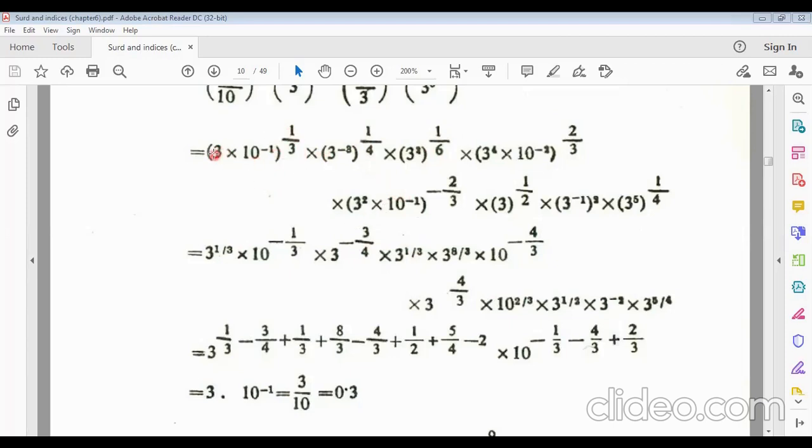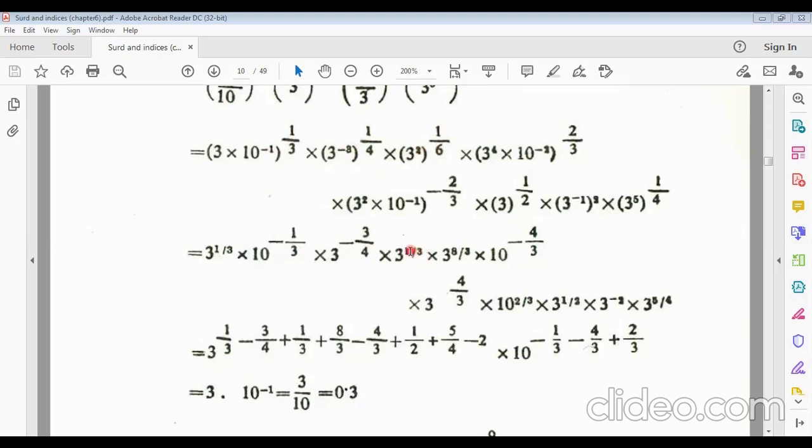3 to the power 1 by 3. Okay, the power 1 by 3 will be multiplied, so 3 to the power 1 by 3, and 10 to the power minus 1 to the power 1 by 3, the powers will be multiplied, so minus 1 by 3. Now 3 to the power minus 3 to the power 1 by 4, that means minus 3 and 1 by 4 will be multiplied, so we get minus 3 by 4. Okay, 6 will be multiplied, so we get 2 by 6.